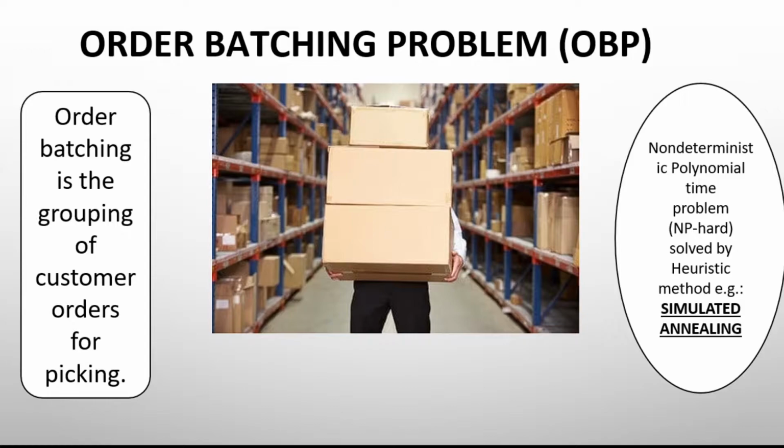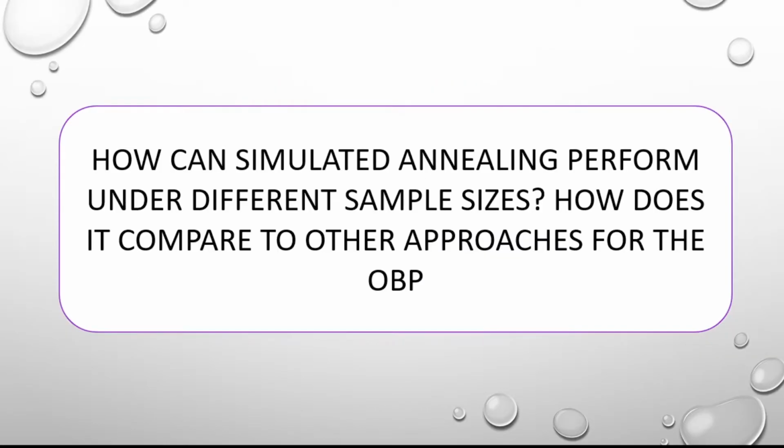Finding the shortest path to retrieve the items is known as the non-deterministic polynomial time problem, or NP-hard. NP-hard problems are often solved by using heuristic approaches. One common heuristic approach is simulated annealing. Hence, we propose that using the simulated annealing algorithm, we would like to optimize the order batching so that it is more efficient in batching assignments to further reduce traveling path and time.